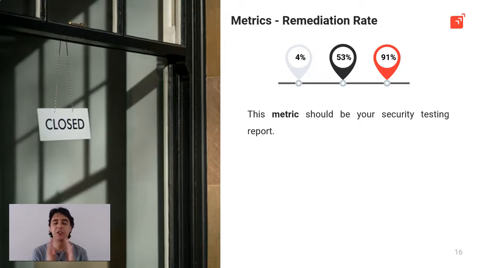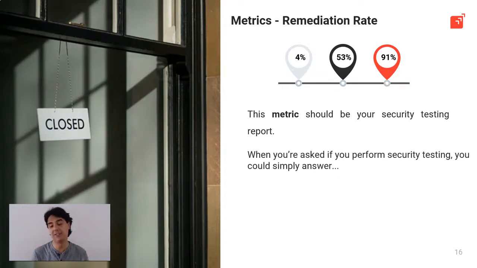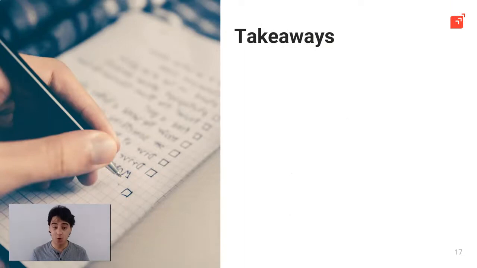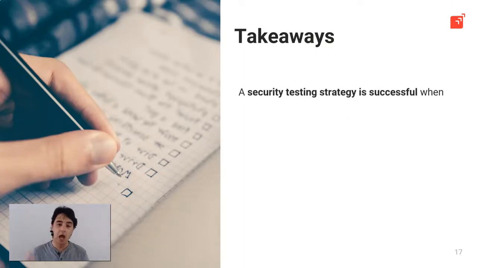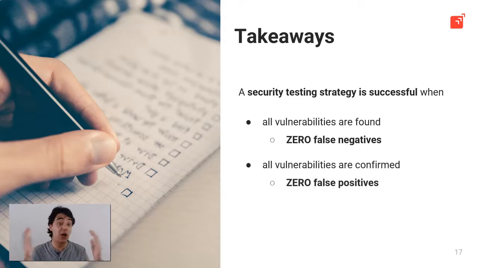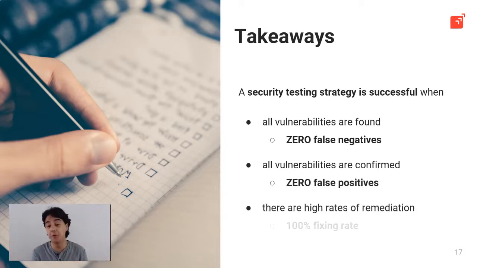This metric should be your security testing report. This means that when you're asked if you do security testing, you could simply answer, yes, I do. My remediation rate is X%. The other stuff are just details of the past. A security testing process is successful when all vulnerabilities are found, there are 0 false negatives, or as we learned, 0 omissions. There are 0 false positives, or as we also learned, 0 lies. And there are high rates of remediation, hopefully 100%.